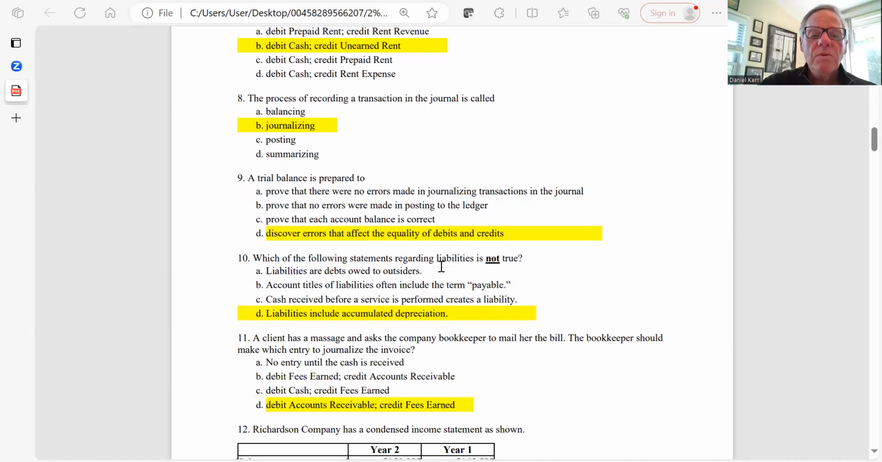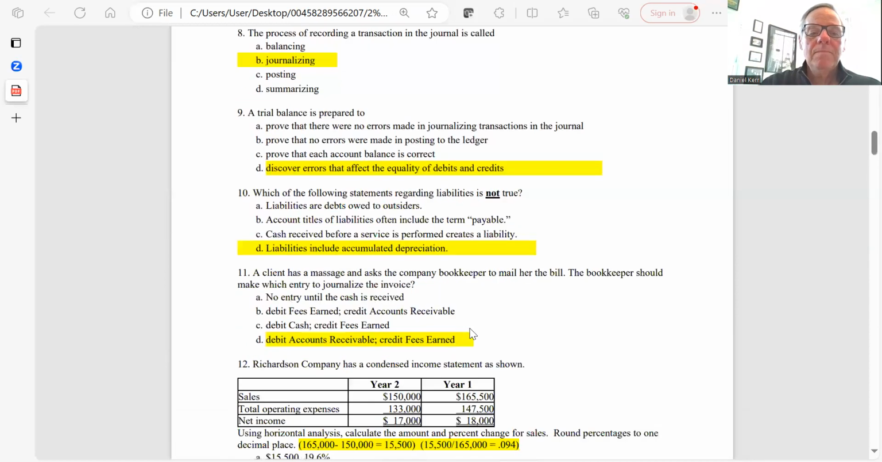Which of the following statements regarding liabilities is not true? Notice I underlined and bolded not true. So A, B, and C are true. D is not true because liabilities don't include accumulated depreciation. Accumulated depreciation is what we call a contra asset account, which is an asset account with a credit balance.